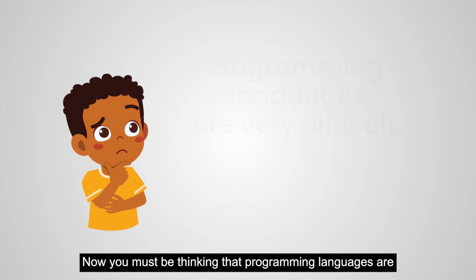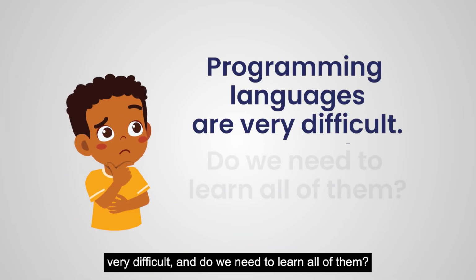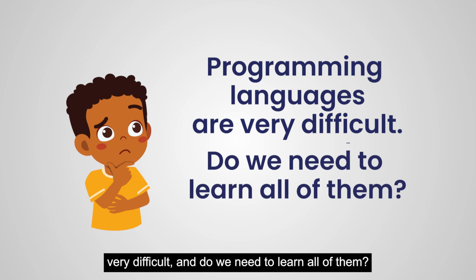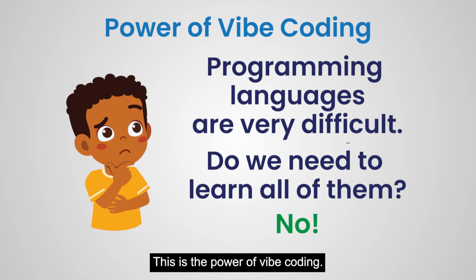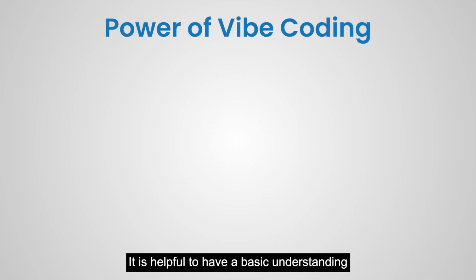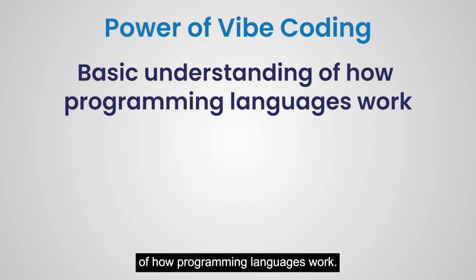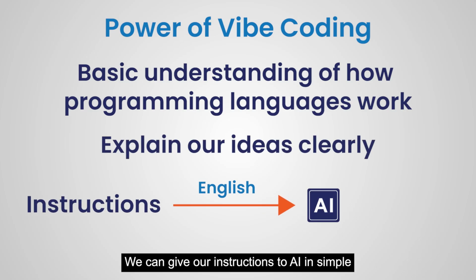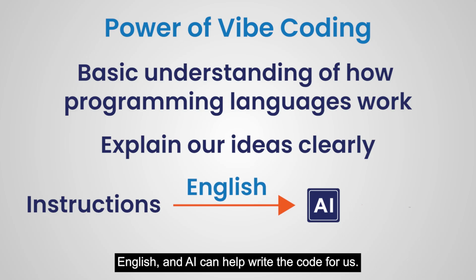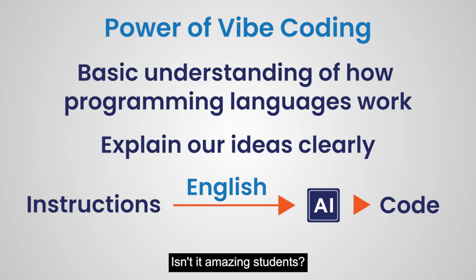Now you must be thinking that programming languages are very difficult, and do we need to learn all of them? No, students. This is the power of vibe coding. It is helpful to have a basic understanding of how programming languages work. But in vibe coding, the most important skill is being able to explain our ideas clearly. We can give our instructions to AI in simple English, and AI can help write the code for us. Isn't it amazing, students?